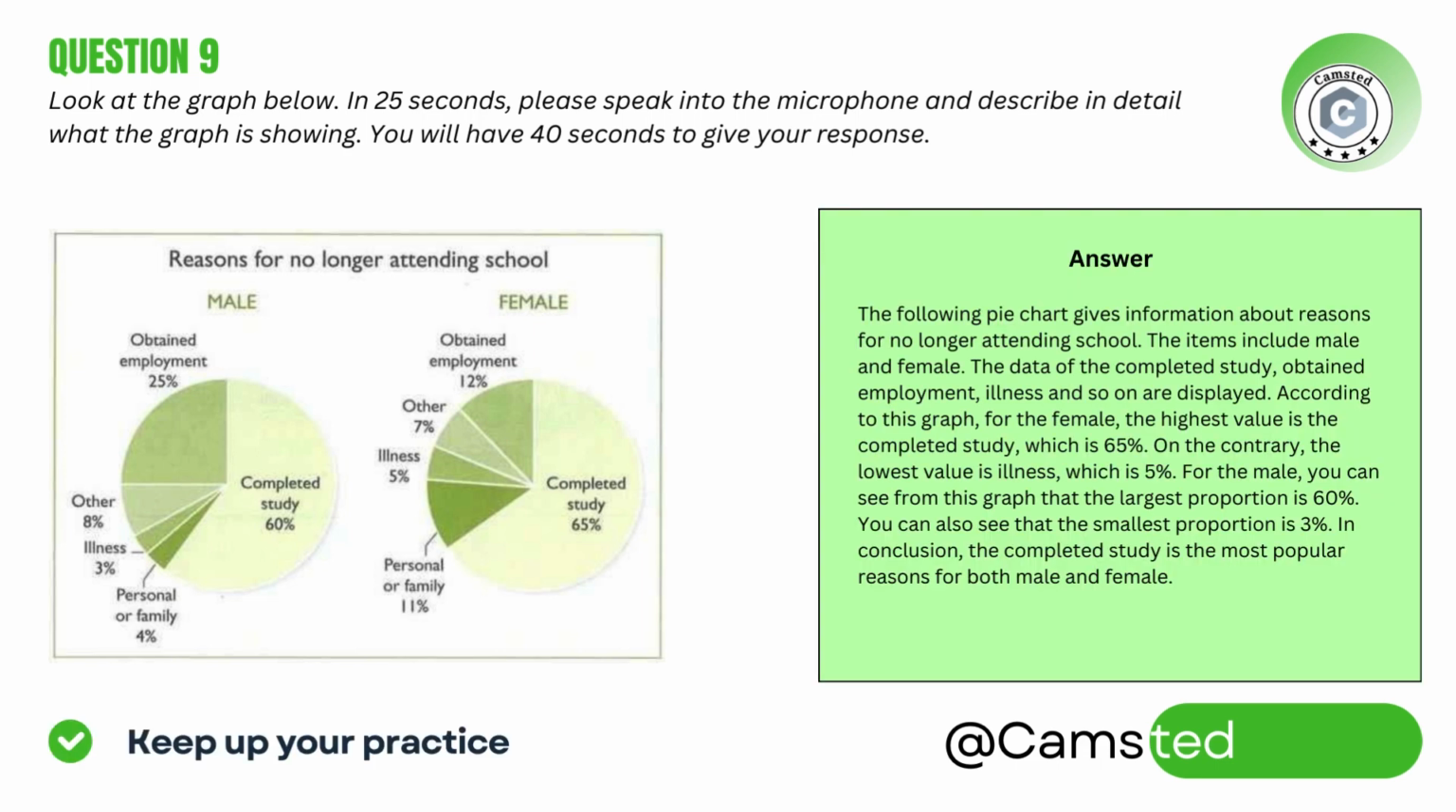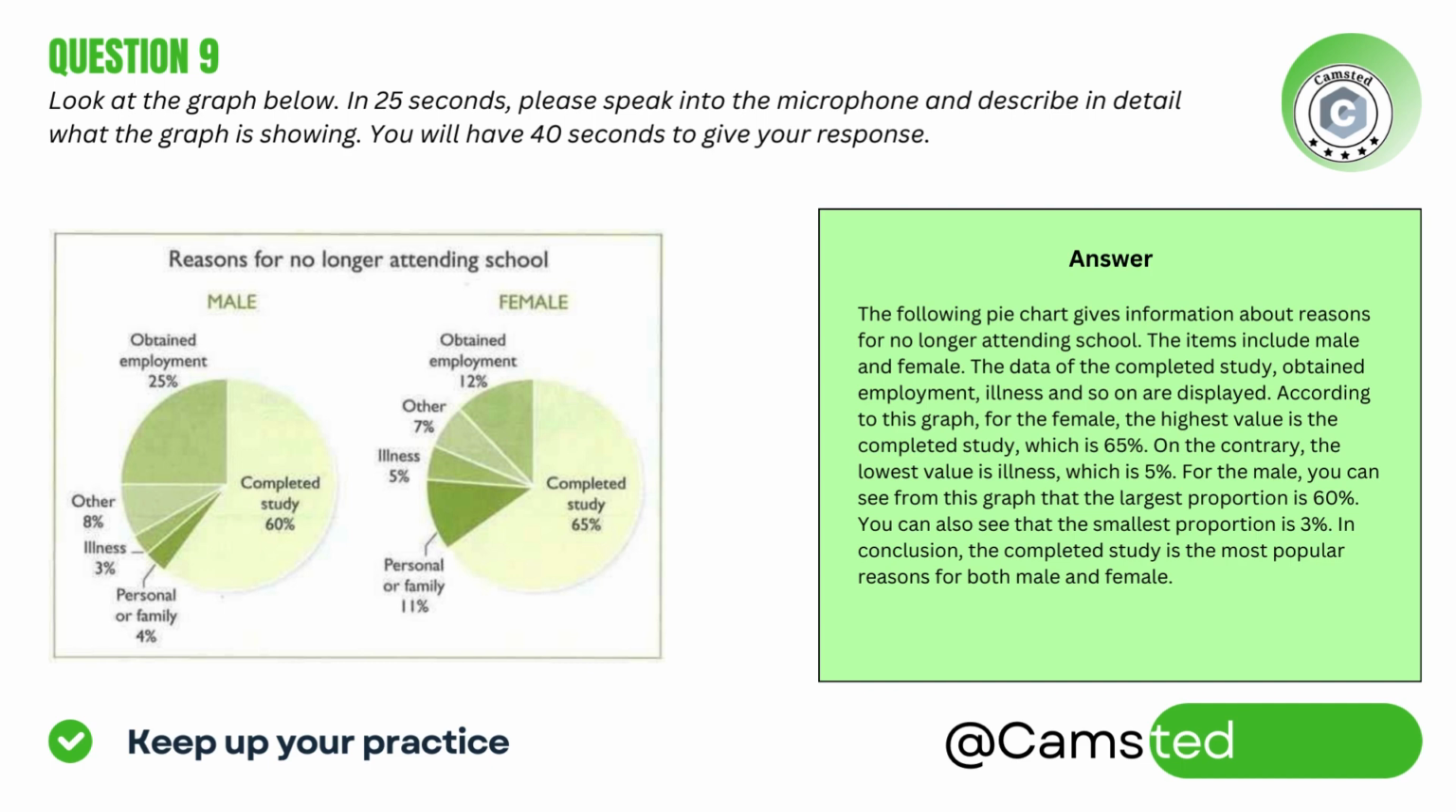The following pie chart gives information about reasons for no longer attending school. The items include male and female. The data of the completed study, obtained employment, illness, and so on are displayed. According to this graph, for the female, the highest value is the completed study, which is 65%.